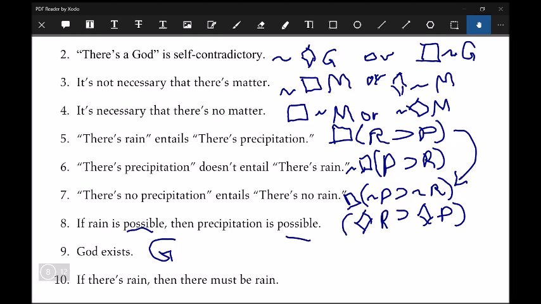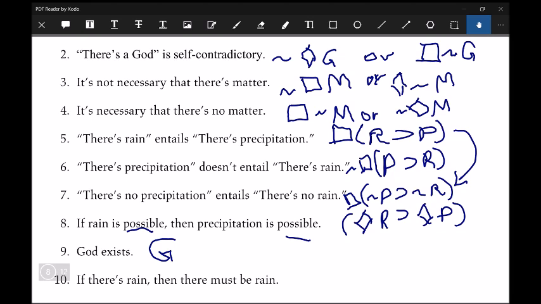Why did I put that in? Well, mostly because people tend to get box happy. They want to put boxes into everything. No, no, no. If it says necessary or entails or something like that, one of those modal ideas, then use a box. But if it just says God exists, no box. Now, 10 is a little tricky.